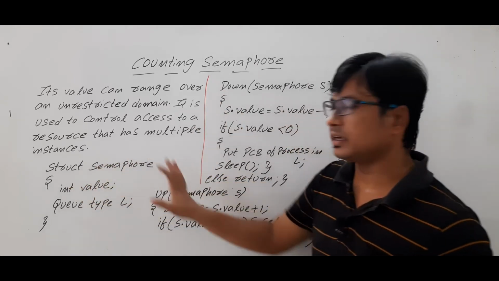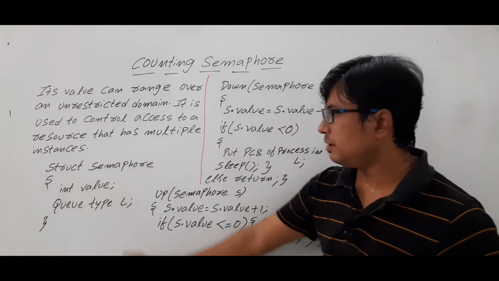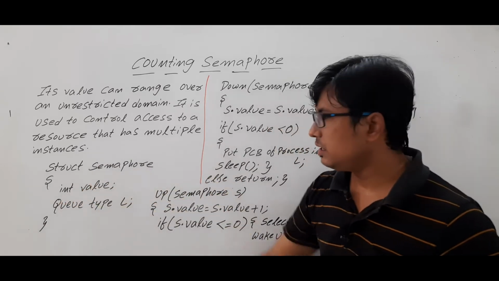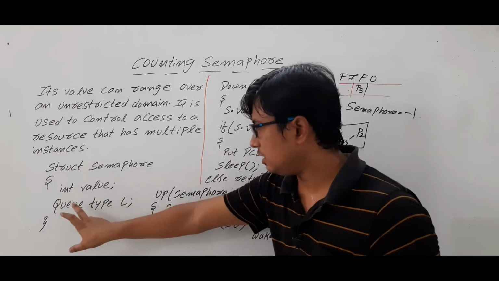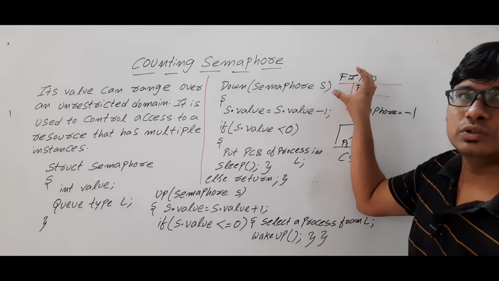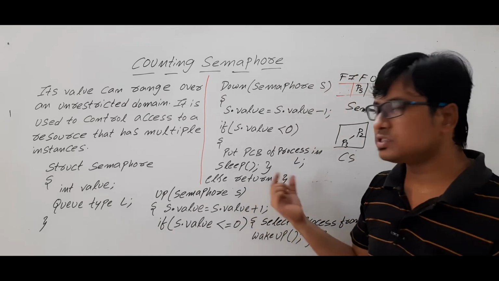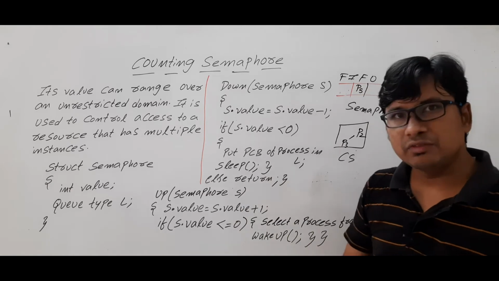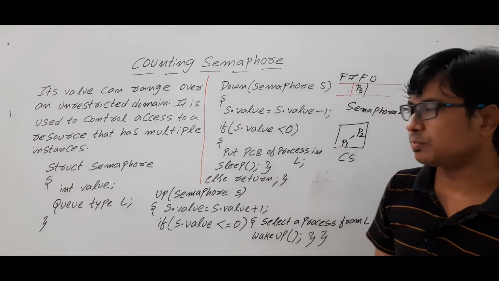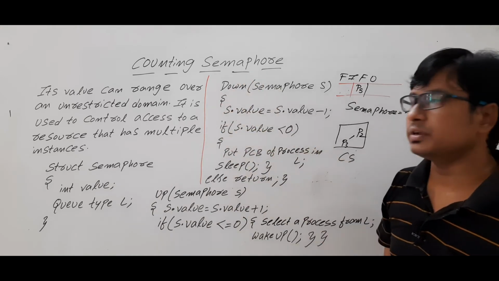Now we have declared a structure called semaphore, and it has two members. One is the integer having the value 1 and another one is q of type L, which is used to store the PCB of the process. What is PCB? Process control block. That will store the information of a particular process. Is it clear? Now look at here. How will the down operation work?